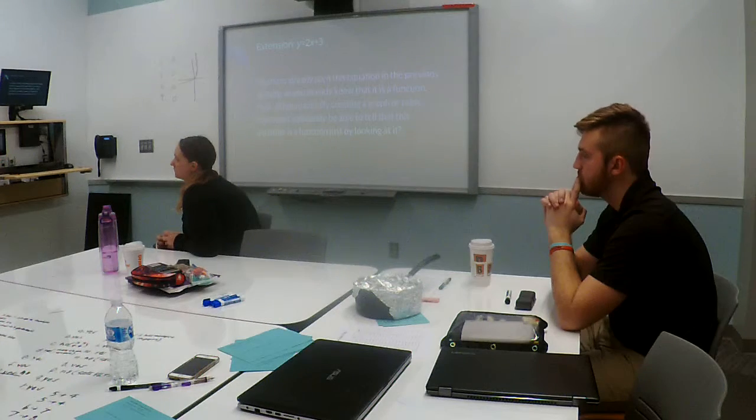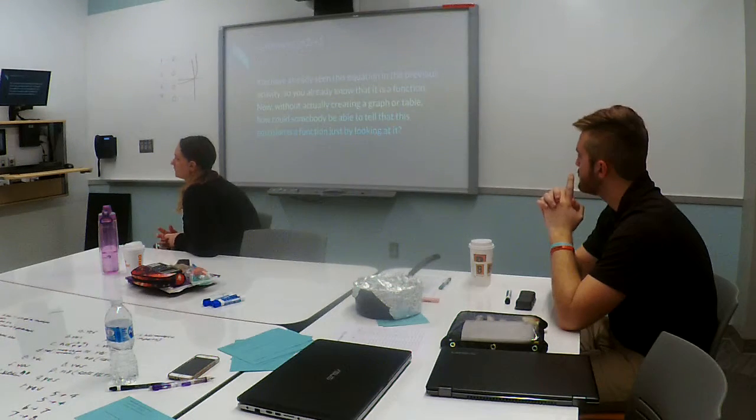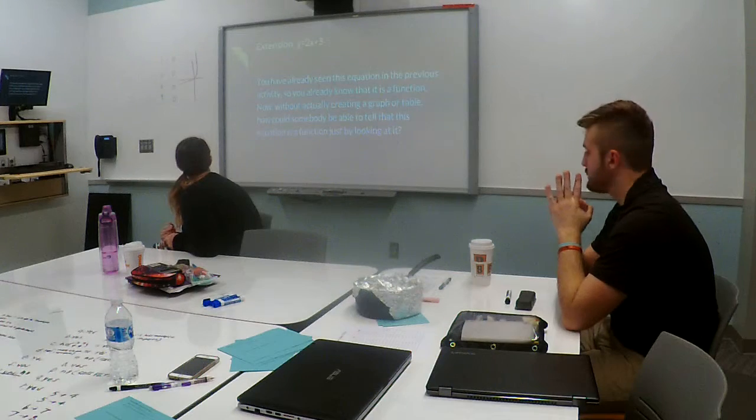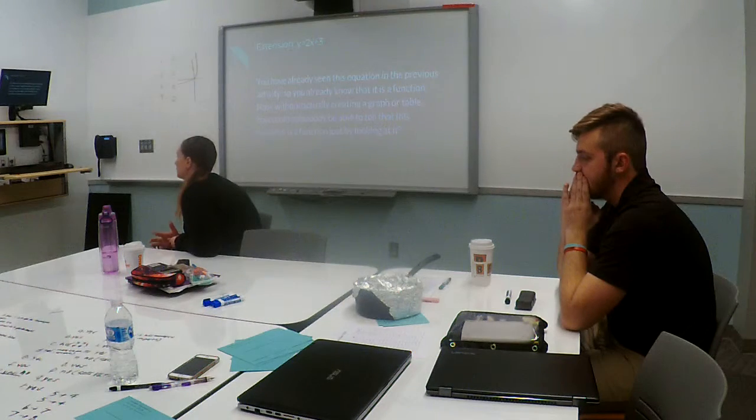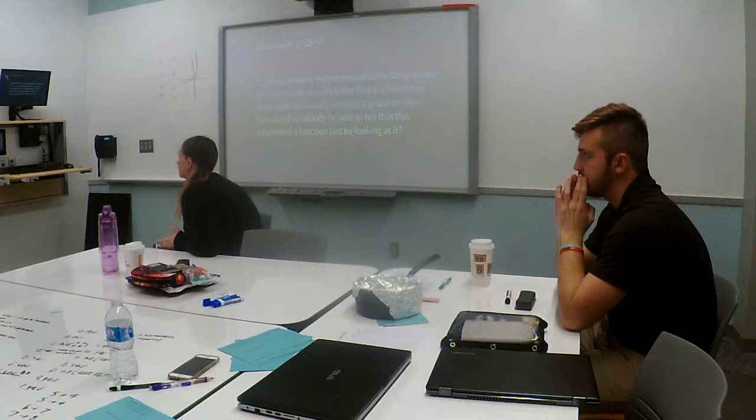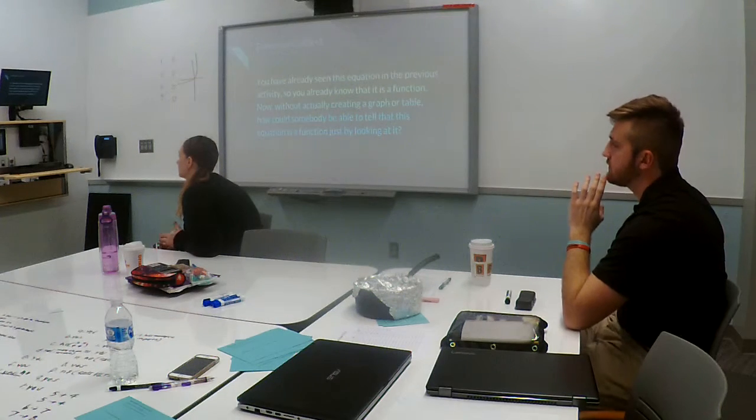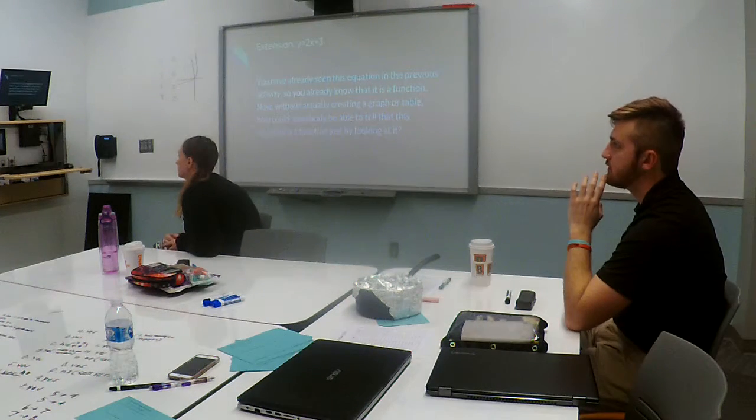Right. What if I just looked at the slope? What could I tell from just looking at the slope? The slope is 2. Right. And it doesn't matter if the slope is 0, because that would still pass the vertical line test. Does that make sense?